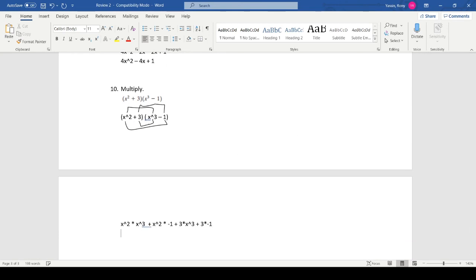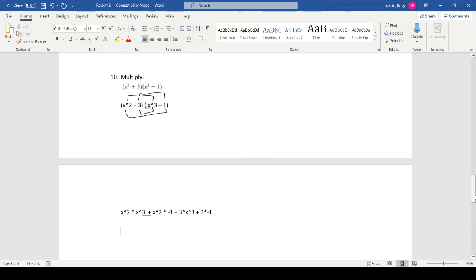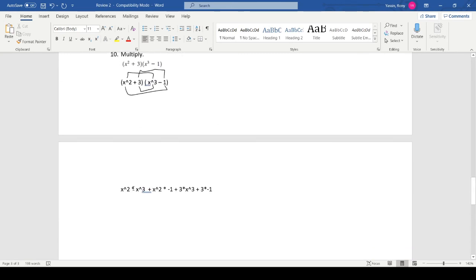Okay, so now we just have to show our work for this. So x to the second, I'll show the work here. So x to the second times x to the third. Okay, but they're both a base of x, so you can just add the exponents because you're multiplying. So 2 plus 3 gives you 5. So you're going to have x to the fifth plus x squared times minus 1. That's just going to be minus x squared. Now you have plus 3 times x to the third. So that's going to be just 3x to the third. And then the last one is 3 times minus 1. That's just minus 3.